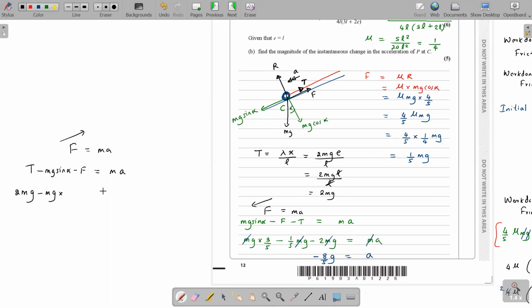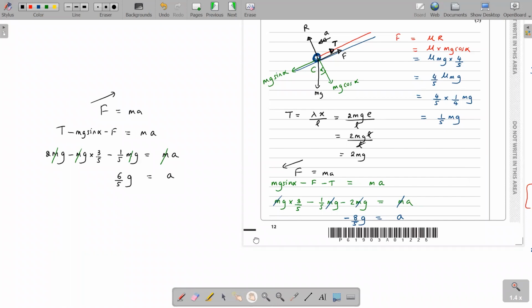sine alpha was 3 over 5, right? Minus friction, we found as 1 over 5 mg, equals ma. A will cancel out, m will cancel out. So 2 minus 3 over 5 minus 1 over 5. How much is it? 6 over 5 g equals a. Did all of you come to this point? 6 over 5 g equals a.